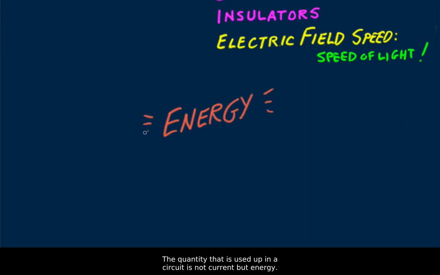Another topic. We hear people say that current is used up in an electric circuit. Is this true? No, it's not true. The quantity that is used up in a circuit is not current, but energy. If current diminishes, it's likely because the energy supplied by chemical action in the battery, the voltage, decreases. The electric energy dissipates to become thermal energy.